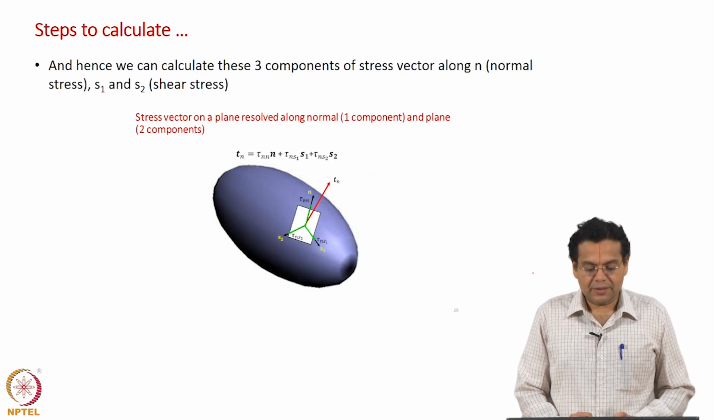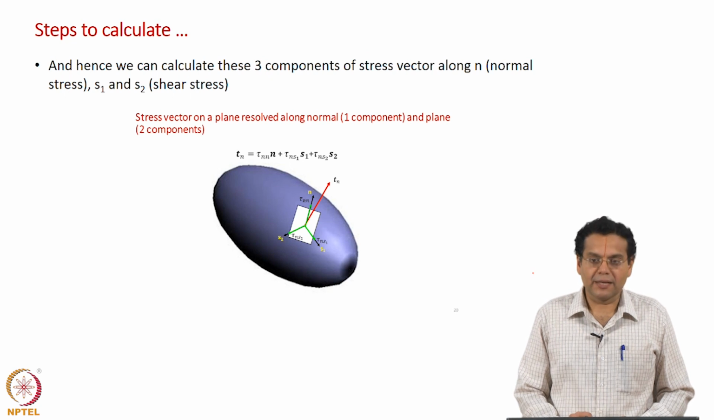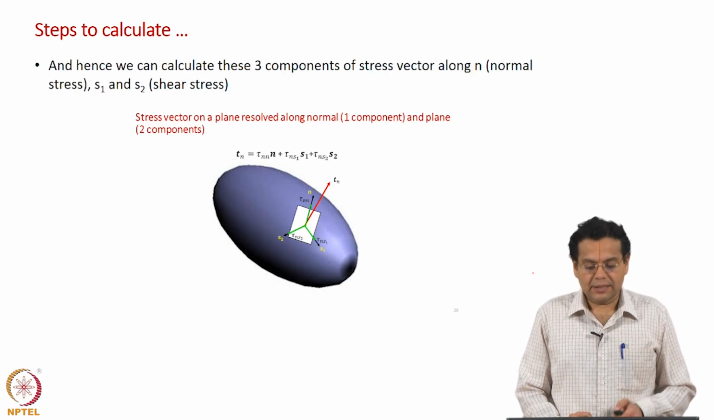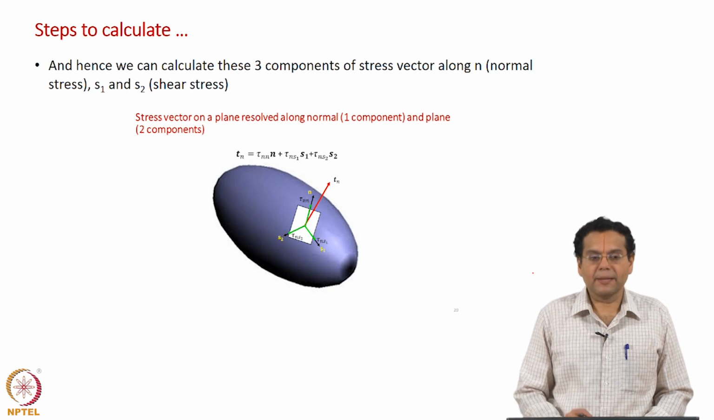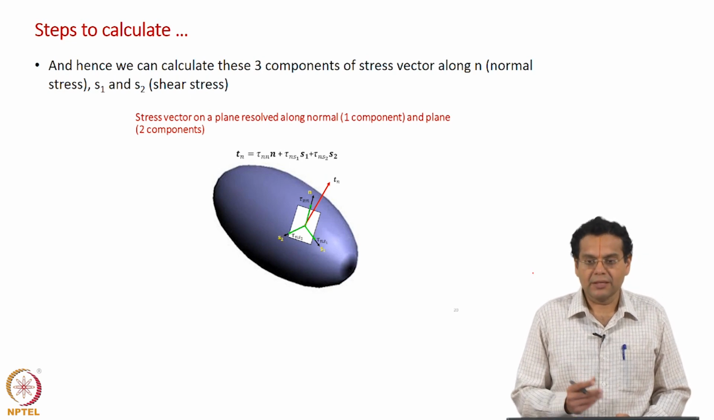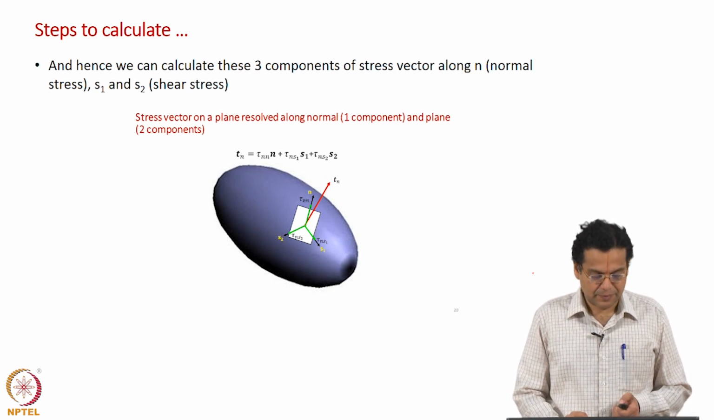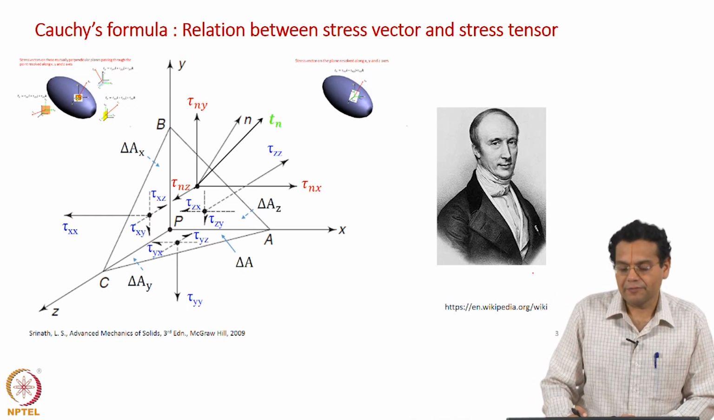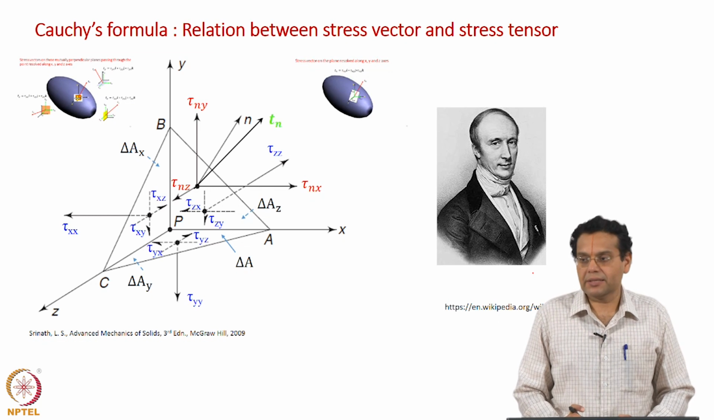The second step is much simpler, because if we know these 3 components, we just use simple vector algebra to find out the components normal to the plane and tangential to the plane. The first step involves some concepts. So, we will proceed with the first step now, where we are going to relate the 9 to the 3.